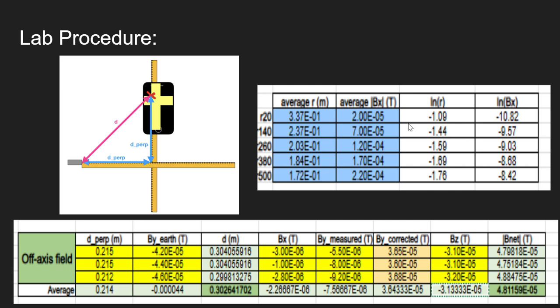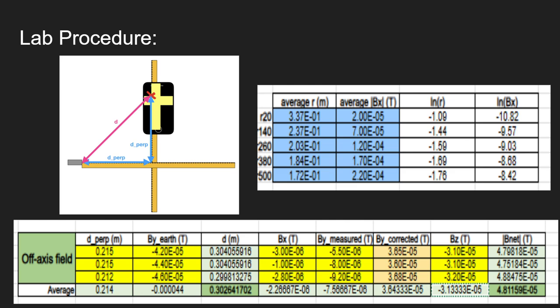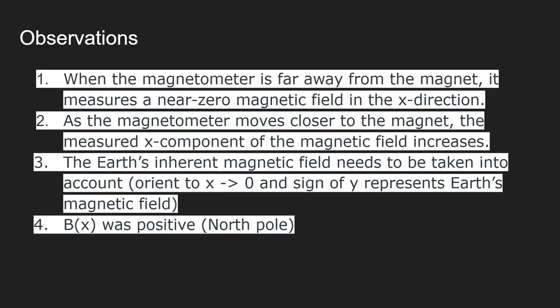So then the lab procedure was that we moved the phone closer and farther away from this bar magnet like that, and we also moved the phone at a perpendicular angle, and you can see that's a 45-degree angle there. And we did this at set magnetic fields, and then we calculated or got our R values, and so we were able to see the relationship between R and the magnetic field.